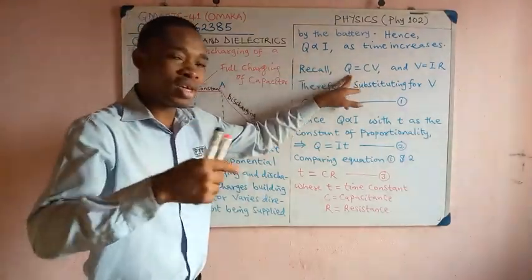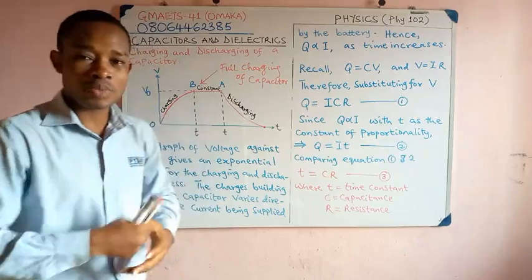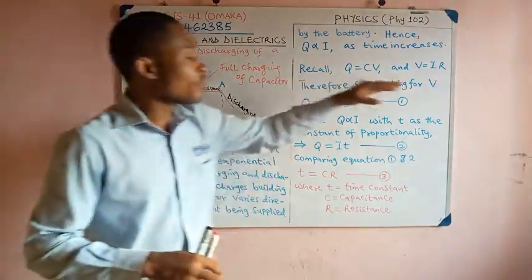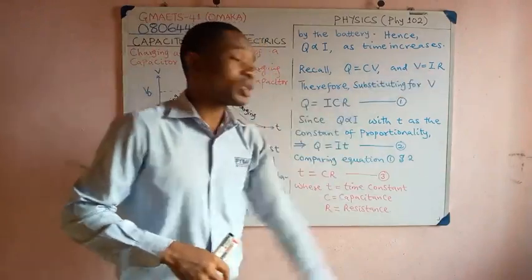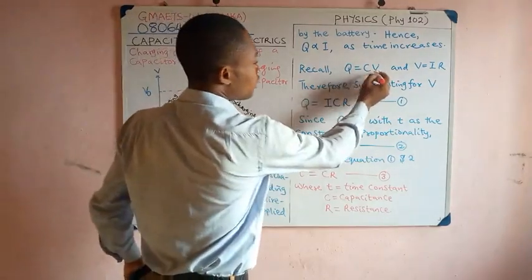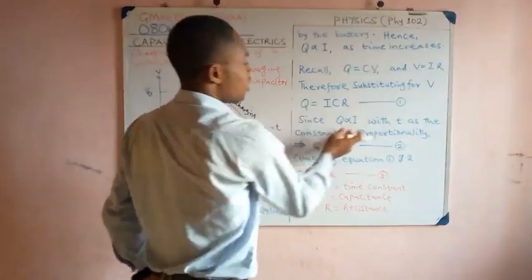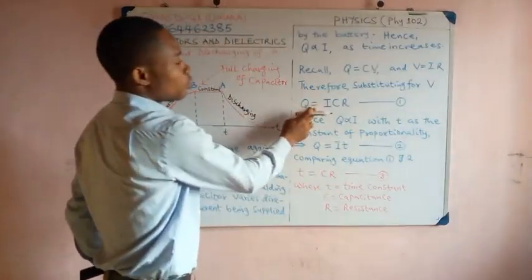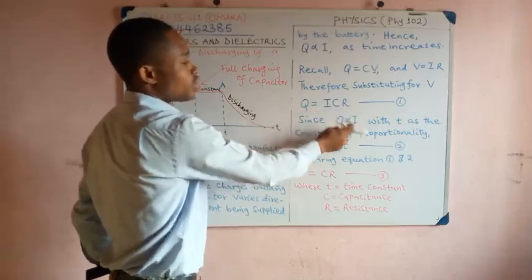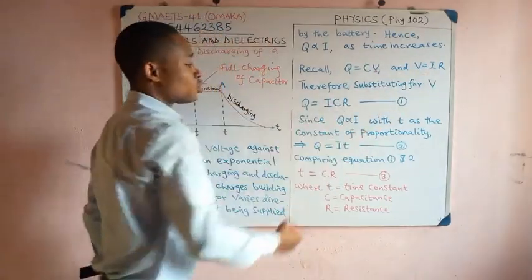You see, we know already that charge is equal to capacitance times voltage. We obtained that when we were treating capacitance of a capacitor. We also know from Ohm's law that voltage is equal to current times resistance. That being the case, we can substitute for this voltage, okay? In place of this voltage, we put IR. If we do that, our charge will now be equal to I times C times R. That's what we're going to get here. That is, in place of this V, we put this IR. Then we'll get this equation 1.